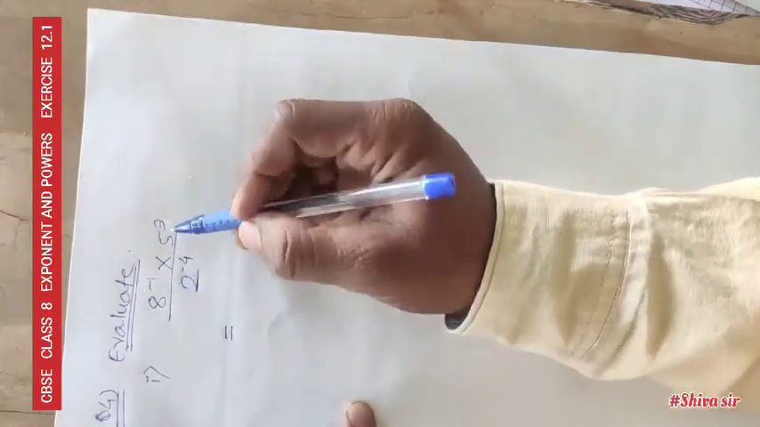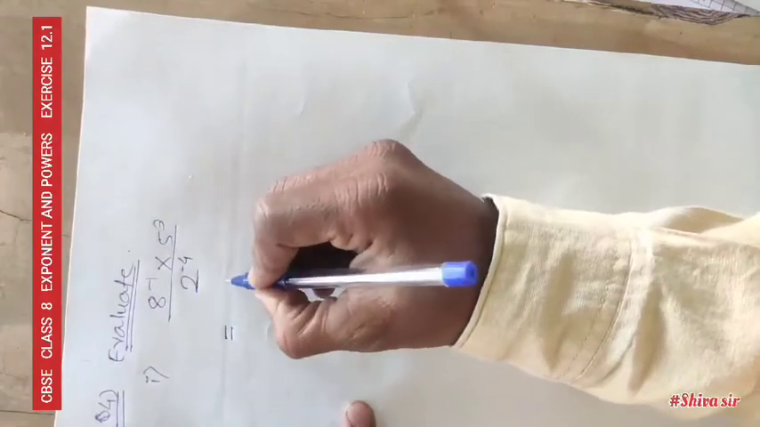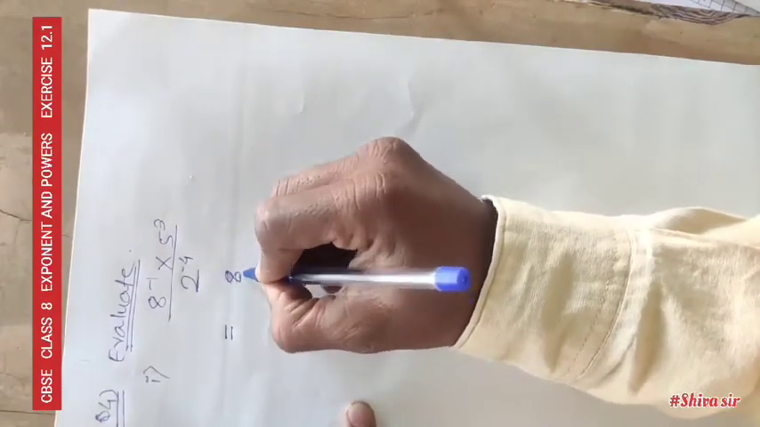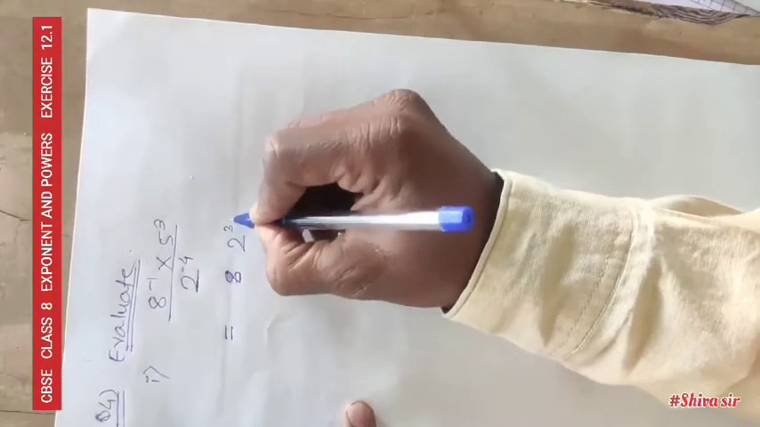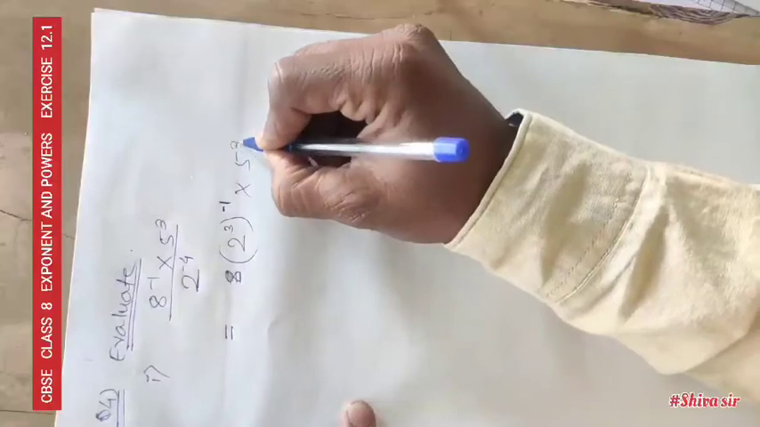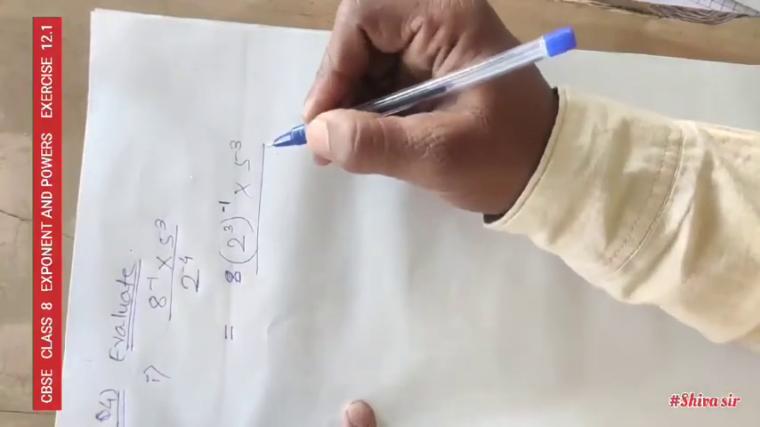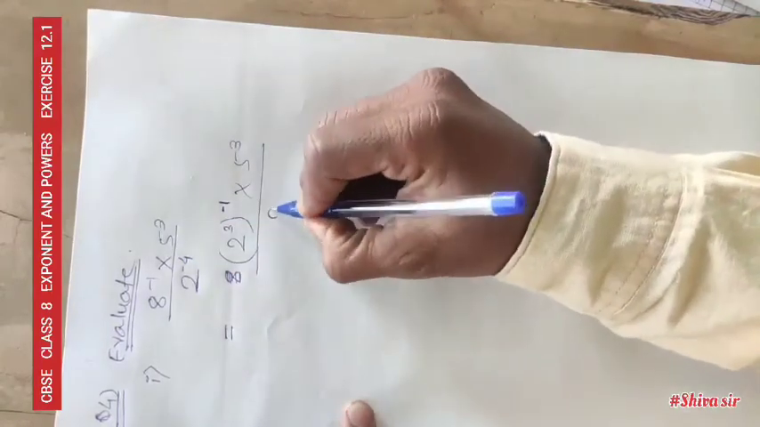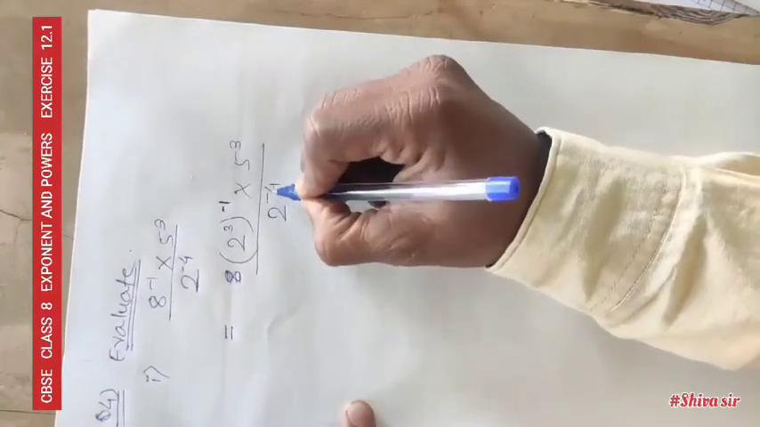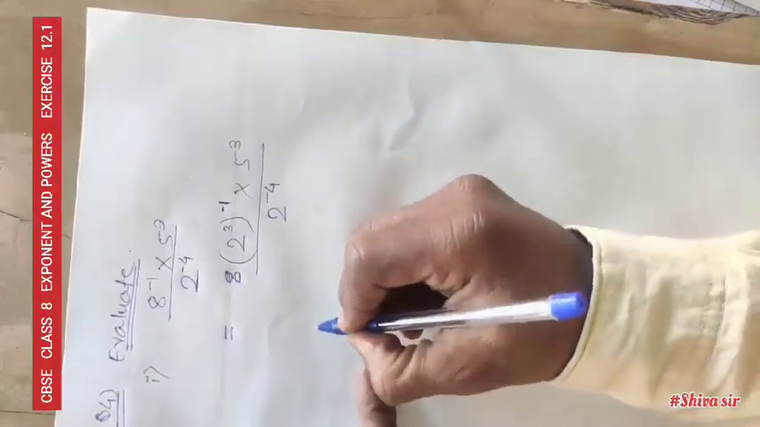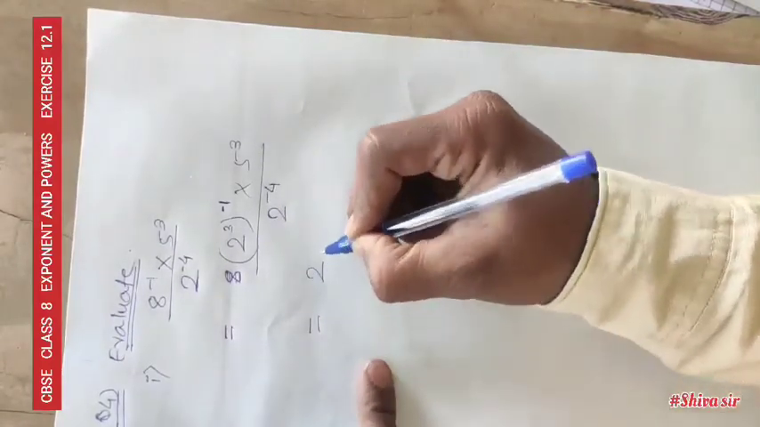So simply write down this 8 as 2 raised to the power 3, its power is minus 1, into 5 raised to the power 3, and 2 raised to the power minus 4. So in this step we simply write down 2 raised to the power.